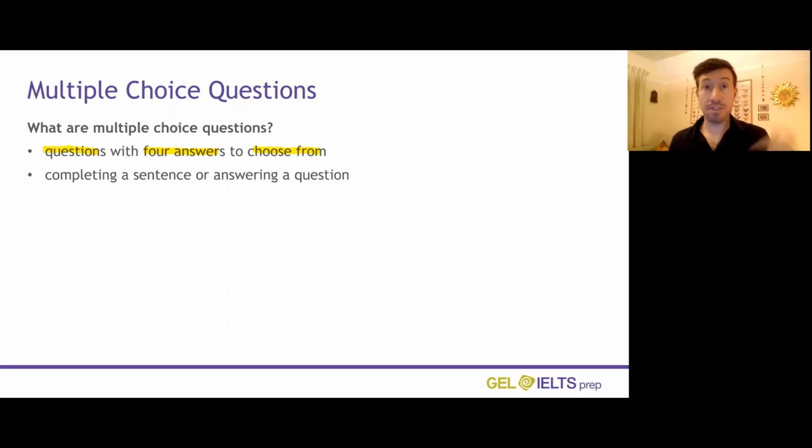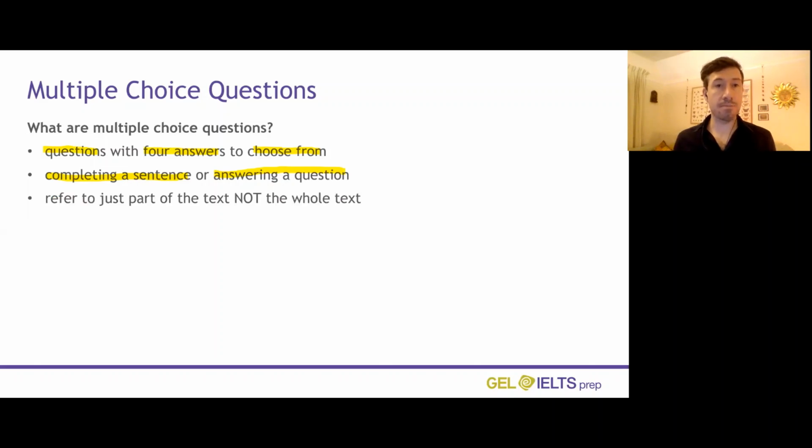Usually there's 2 different types. They could be either completing a sentence, where you have the first half of the sentence and then you have 4 endings and you have to choose the correct ending. Or they could be answering a question, where you have a question and you have 4 answers to that question. So those are the 2 different types of multiple choice questions you can get.